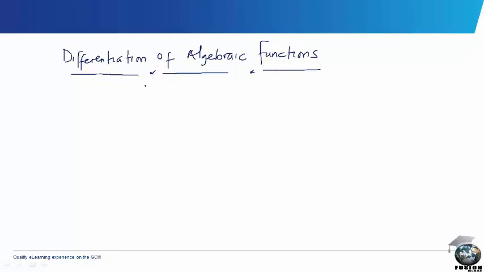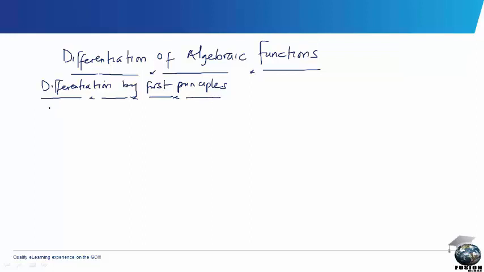For this topic we'll be considering differentiation from first principles and some basic standard derivatives, and rules for differentiation of sums and differences. We'll start off with first principles, and we'll be using examples to illustrate this.